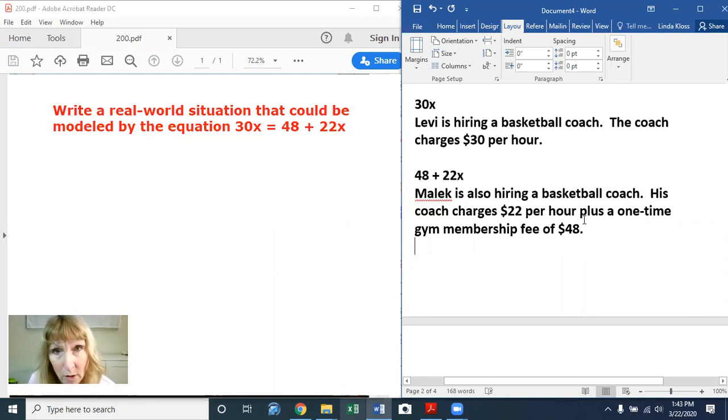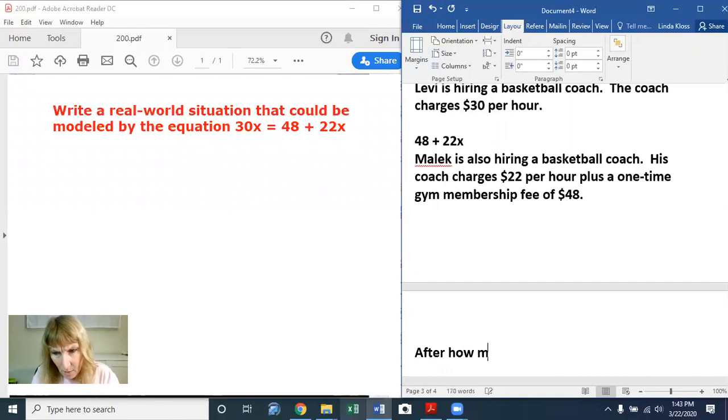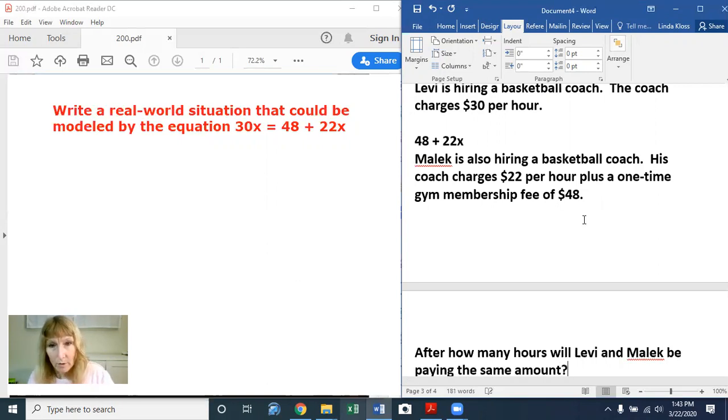Now they're both set equal to each other, so we have to finish the real world situation by asking a question. So after how many hours will Levi and Malik be paying the same amount? Because they each have a different coach, charging different fees. After how many hours will Levi and Malik be paying the same amount? There, we've set up a real world situation problem for question number 3.